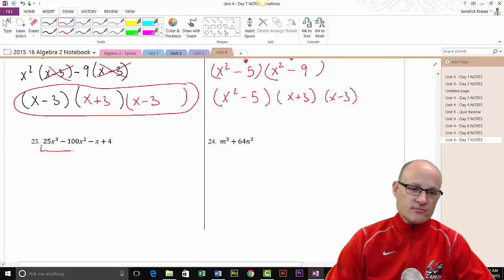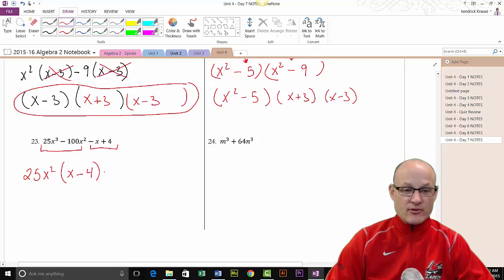All right. Take out a GCF. I take out a 25x squared. I'm left with x minus 4. Copy over the sign, minus. Now, there's nothing that these have in common. So really what I'm taking out is a minus 1. Since they have nothing in common, I take out a 1.